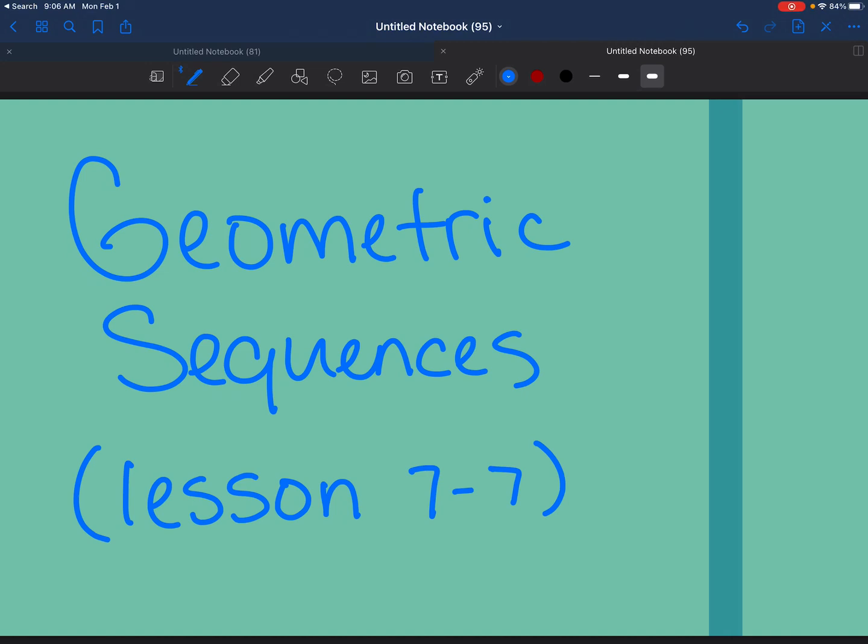All right, today we are going to finish up chapter 7. We are skipping to lesson 7.7, which is identifying geometric sequences.